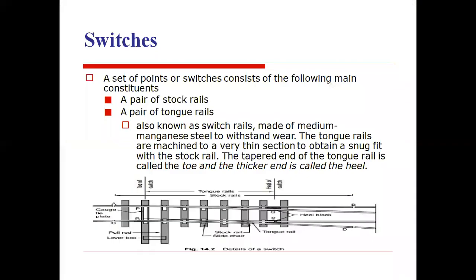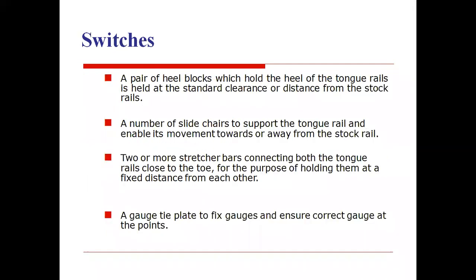A set of points or switches consists of the following constituents: a pair of stock rails, and a pair of tongue rails, also known as switch rails, made of medium manganese steel to withstand wear and tear. These tongue rails are machined to a very thin section to obtain a snug fit with the stock rail. The tapered end of the tongue rail is called the toe, and the thicker end is called the heel.